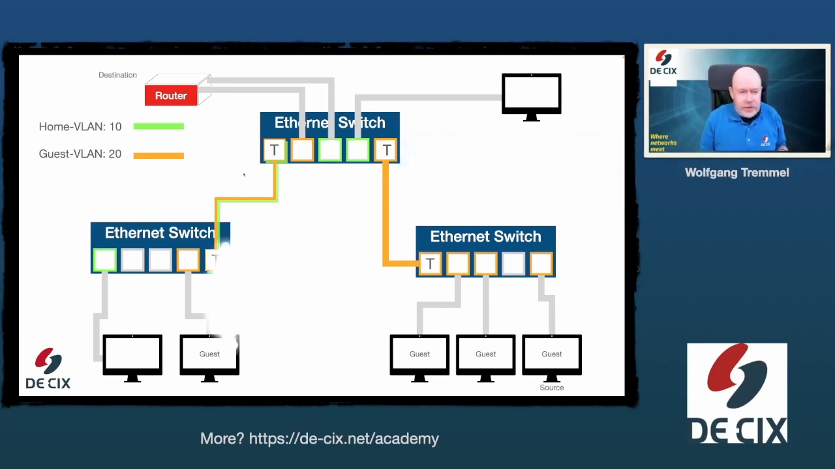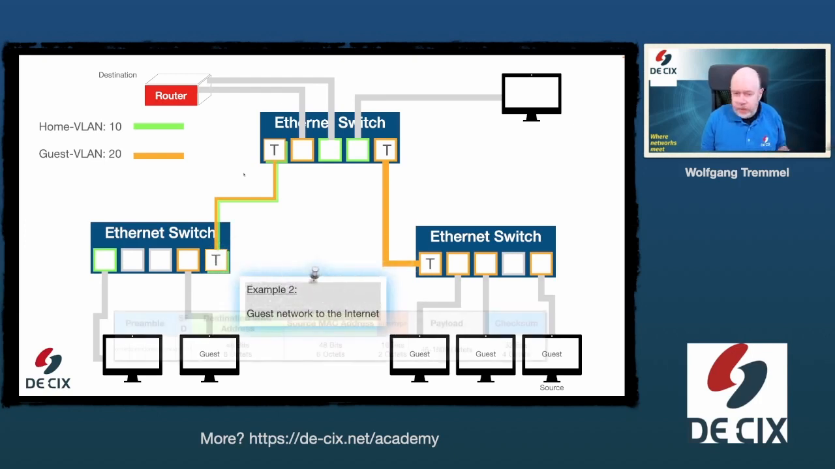Example number two is guest network to the internet. And again, the guest system is sending out a frame. It's received by the switch. The VLAN tag for the guest network, VLAN number 20, is added. It's sent to the top switch. Here again, we're removing the VLAN tag, and it's sent out as a normal frame to the router, as we have here a router which is not VLAN aware. So we're using two interfaces to the router here.